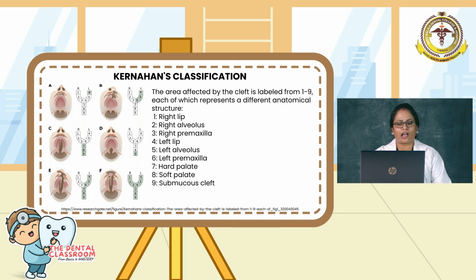So 1, 2, 3 cover the right side, that is the lip, alveolus and the premaxilla. 4, 5, 6 are on the left side of the lip, alveolus and the premaxilla. And 7, 8, 9 represent the hard palate, soft palate and the submucosal cleft. By using this cleft map, we can pinpoint whether the defect is on the right side, the left side or the midline, and we can standardize it. In short, this classification is like a map helping surgeons and clinicians speak the same language, diagnose, and better plan treatment.